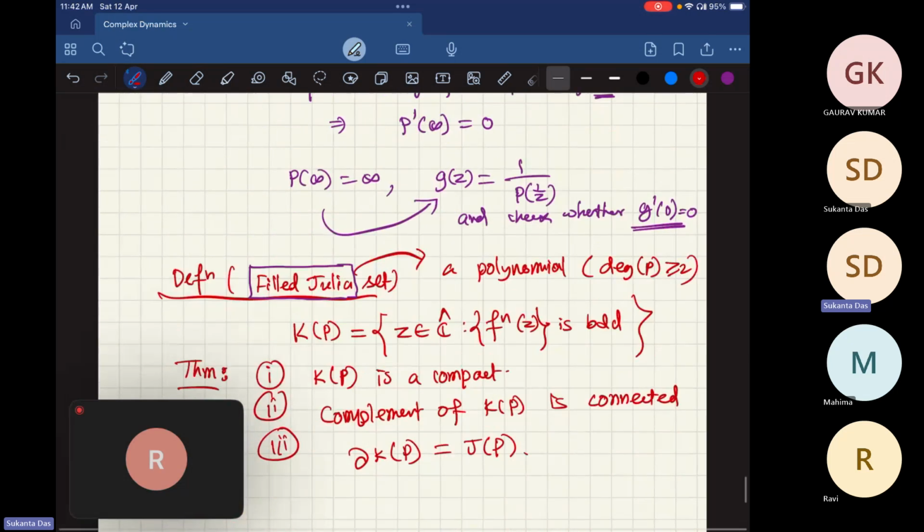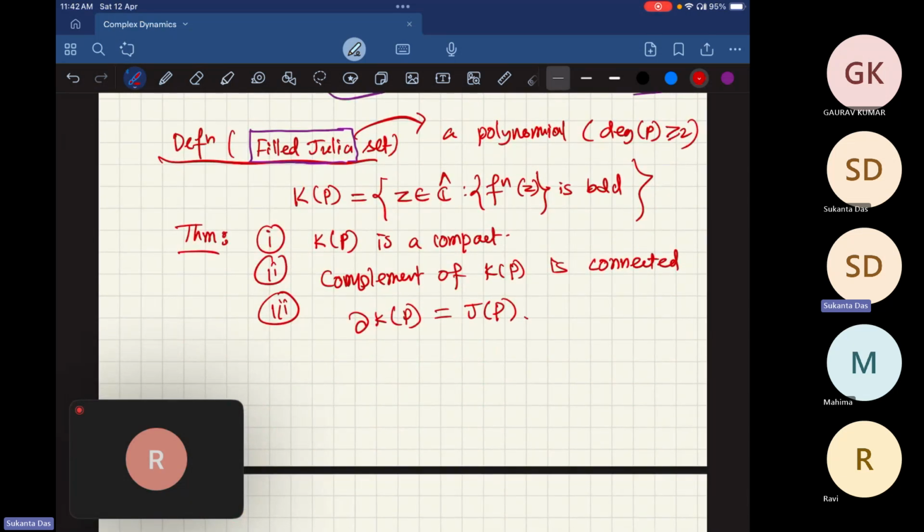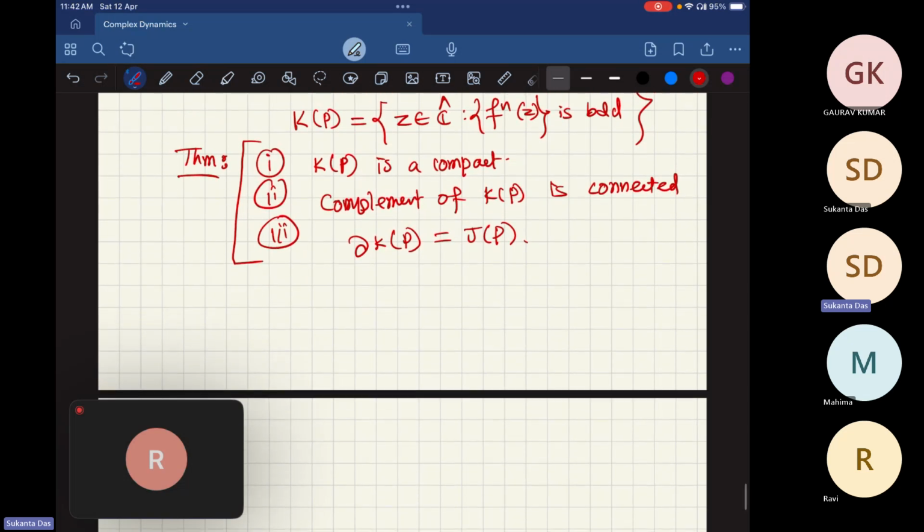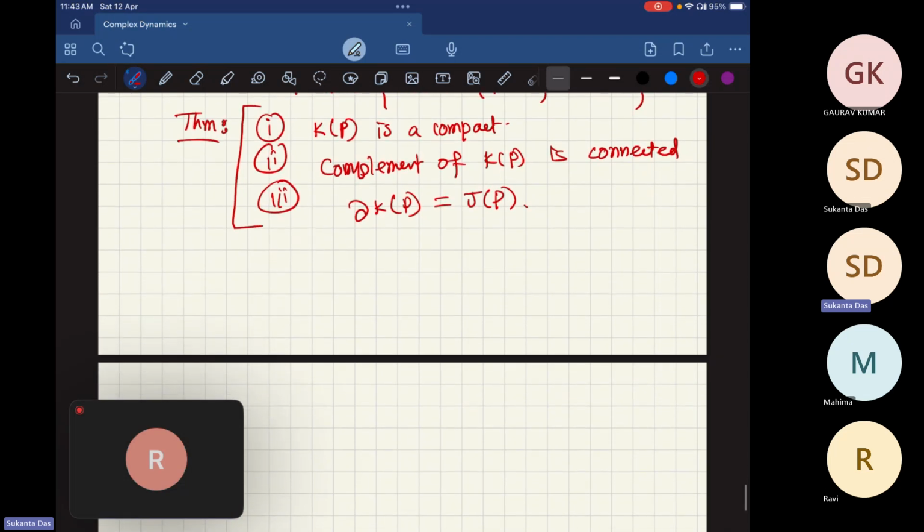Okay, so these are also some useful and standard results related to polynomials. The proofs are not very difficult, so that is why I'm skipping it. Maybe if time permits, I can revisit this proof.